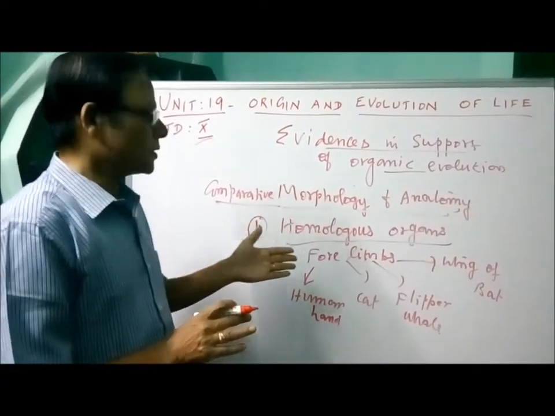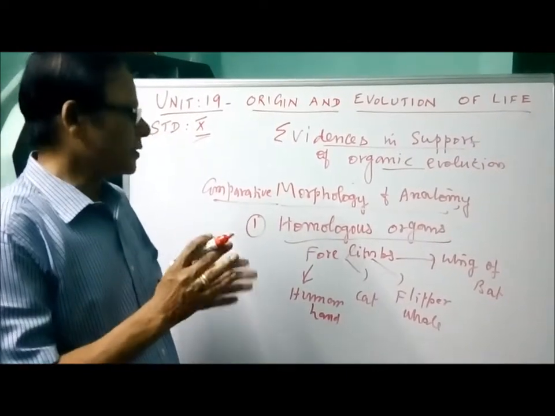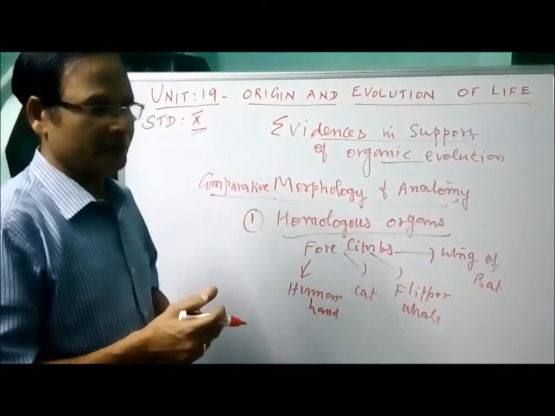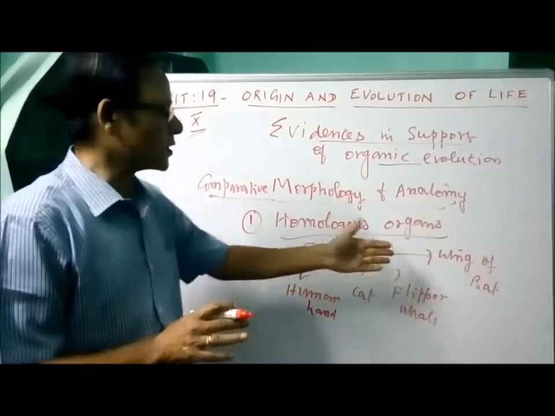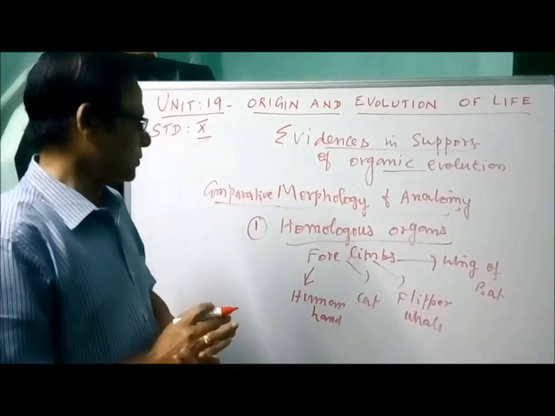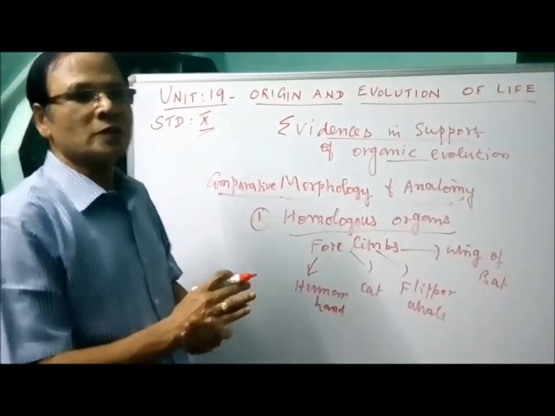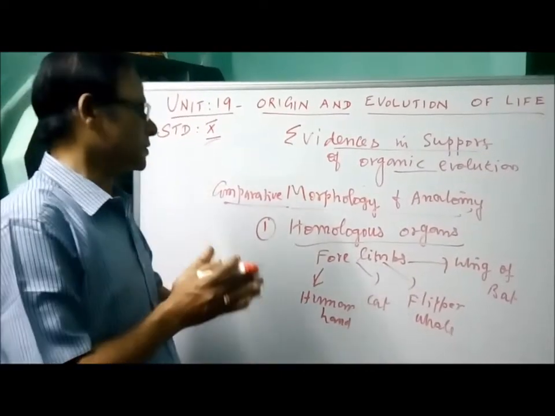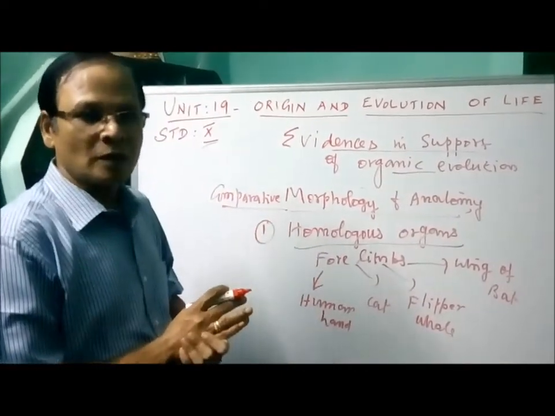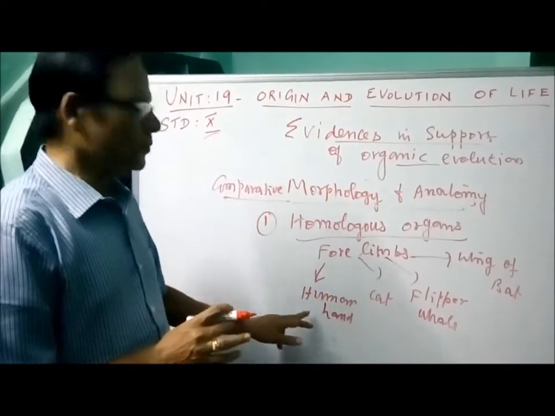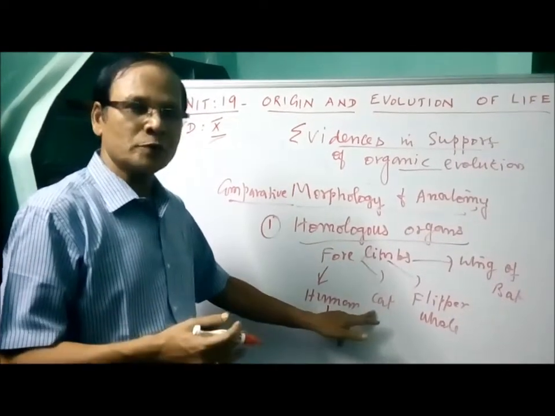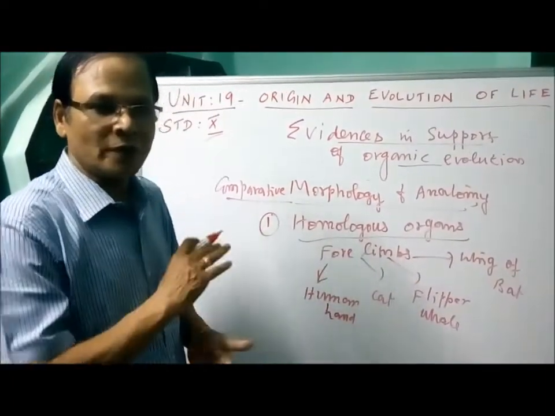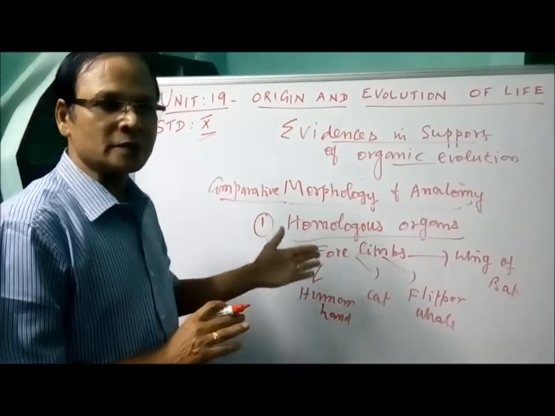These organisms are dissimilar and adapted for different functions, but they have the same origin. That means the mode of development and the basic structure of bone in all these structures are the same or similar. So homologous organs are those inherited from common ancestors with a similar developmental pattern. Simply, organs which have similar origin but different functions. The human hand is used for multiple functions, the cat foreleg for walking, the flipper of the whale for swimming, the wing of the bat for flight. The functions are different, but the basic structure is the same.